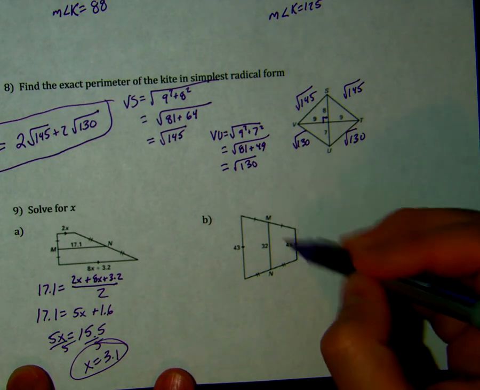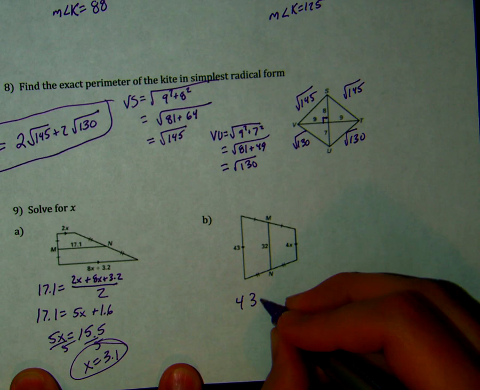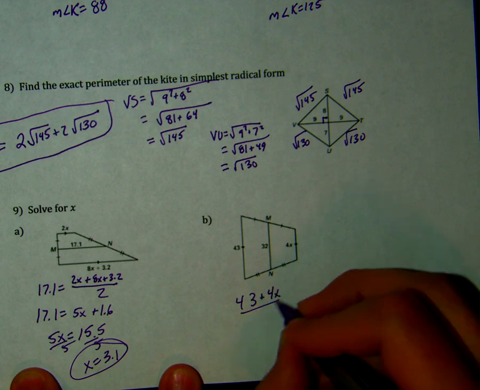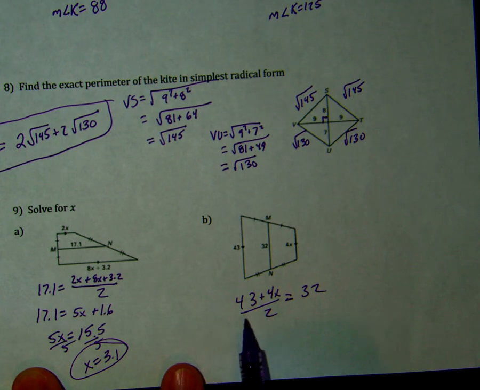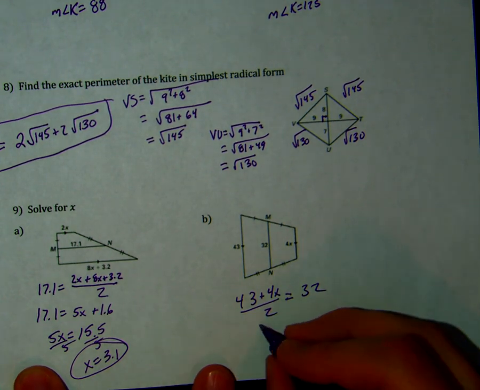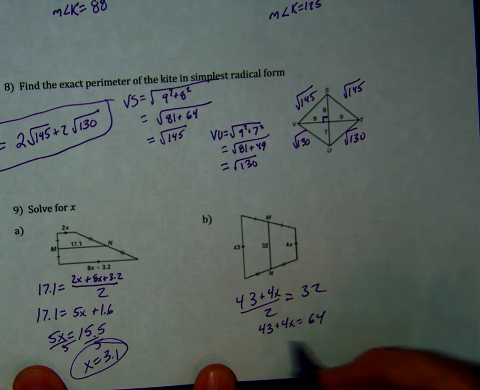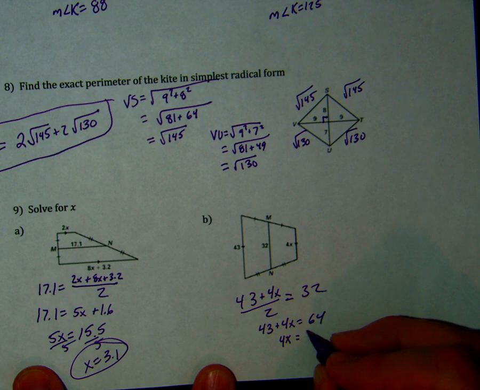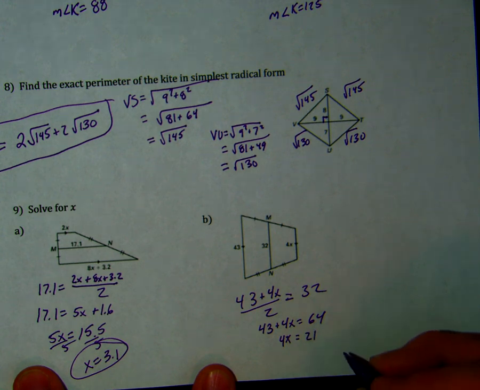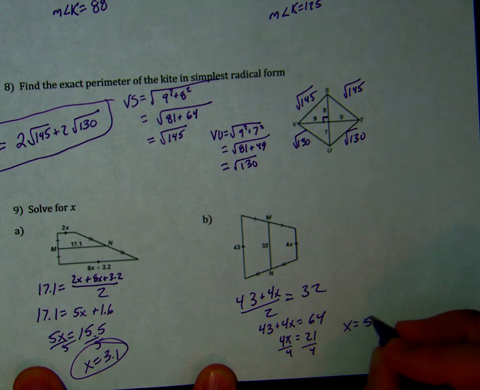And here our bases are running vertically. So 43 plus 4x, average of that should give me this 32. Don't really want to cut this in half, so instead I'm going to multiply everything by 2. So 43 plus 4x equals 64. If we subtract 43 from both sides, that's going to give us 21. And dividing those by 4, we get x is 5 1/4.